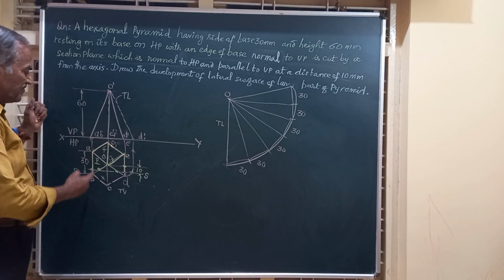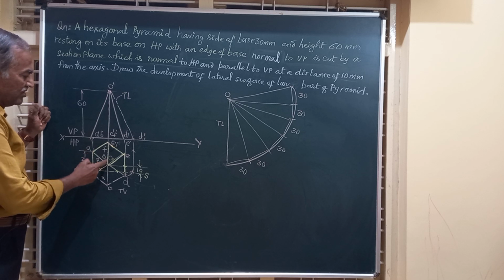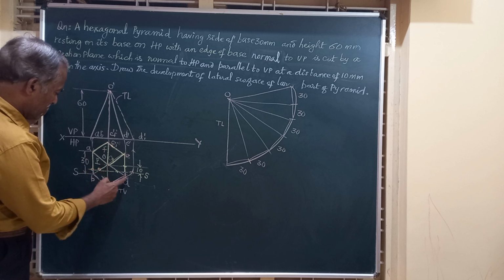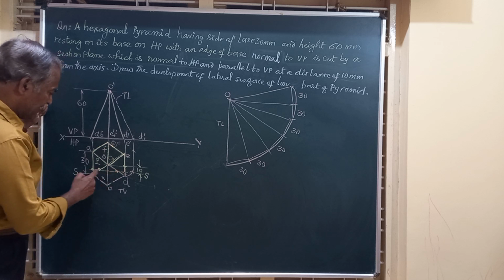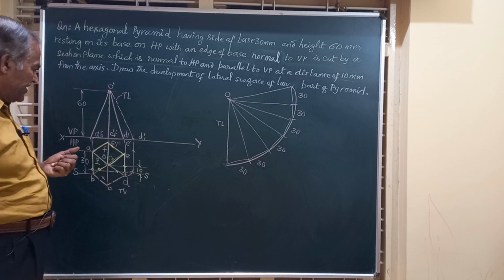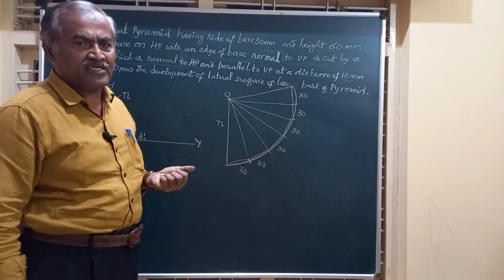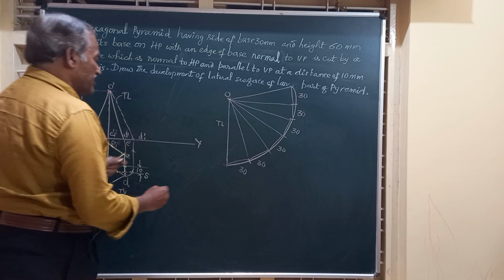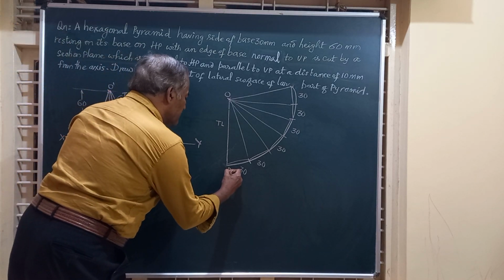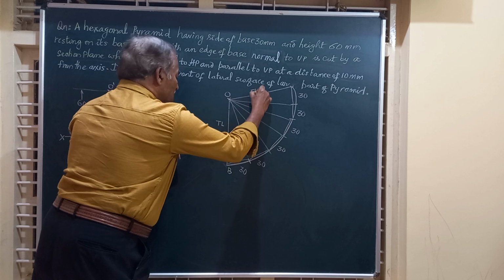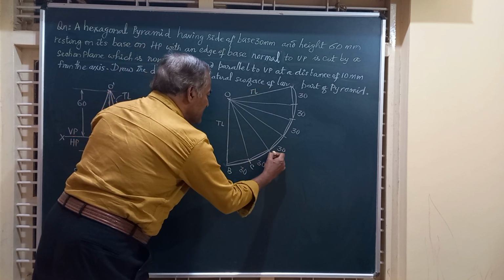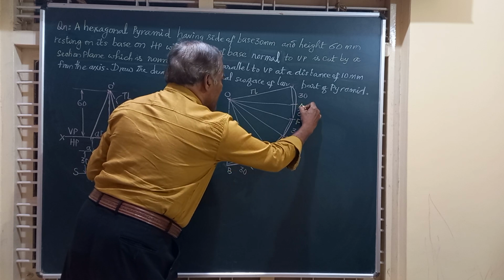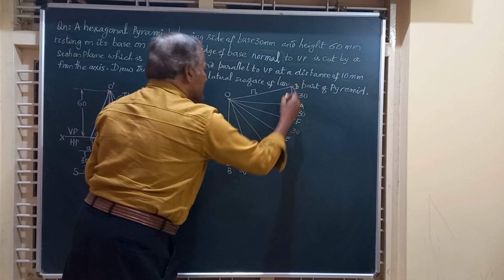Friends, none of these slant edges are totally removed from the solid. If you take OA, it is fully available. OE, OF, OD, a part is cut here. So you can start the development from any one of these. Say I am starting from this edge OB, and then come C, D, E, F, A and again B at the end.